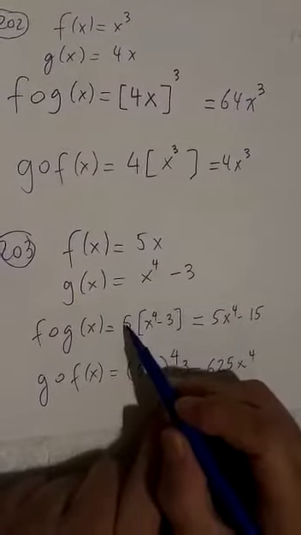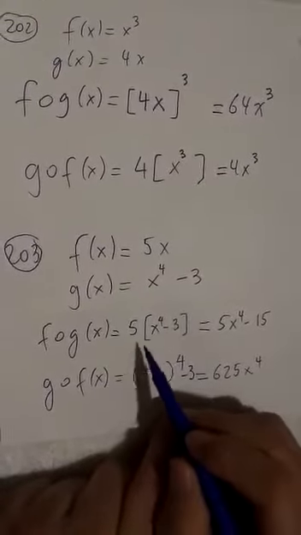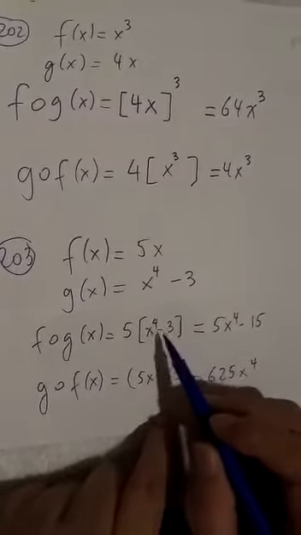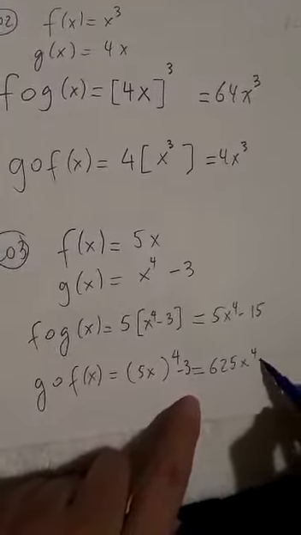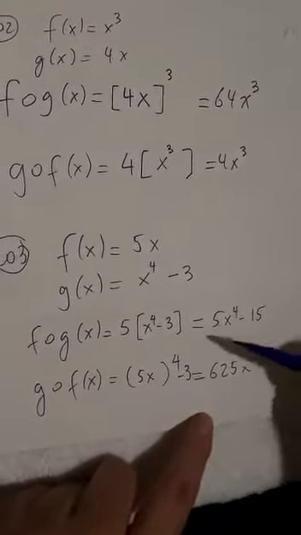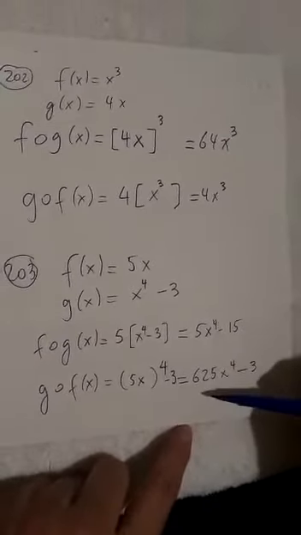So for the first one, we distribute the 5. 5 x to the 4th minus 5 times 3, which is 15. And then this one here will be 625 x to the 4th minus 3. And note that f of g is not equal to g of f.